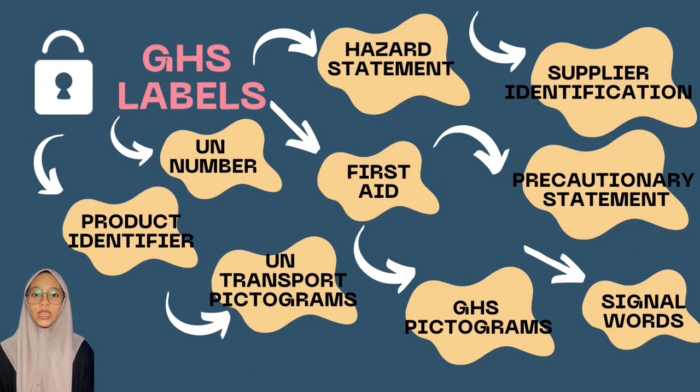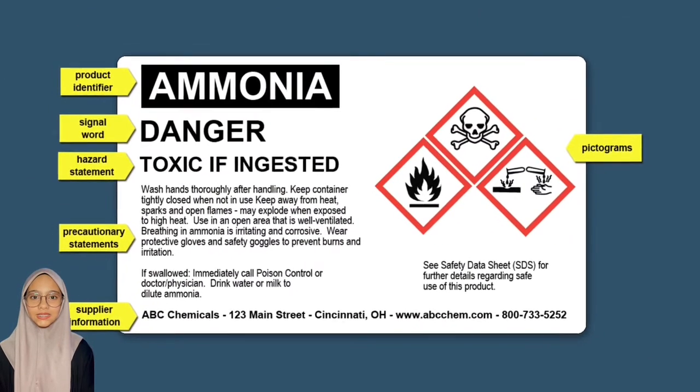Under Sub-Regulation 8.1 of the regulation, the supplier is required to label every packaging of hazardous chemical legibly and indelibly containing the following information: product identifier, UN number, UN transport pictogram, first aid, hazard statement, supplier identification, precautionary statement, GHS pictogram, and signal word. Let's see the example.